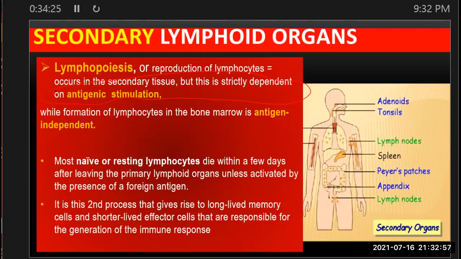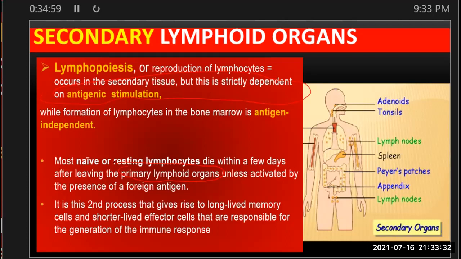But the red bone marrow is the center of antigen-independent lymphopoiesis. And most naive or resting lymphocytes die after leaving the PLO, the primary lymphoid organs, unless activated by the presence of a foreign antigen. What does naive mean? A naive T cell or TH0 cell is a T cell that has differentiated in the thymus and has successfully undergone the positive and negative processes of central selection in the thymus.